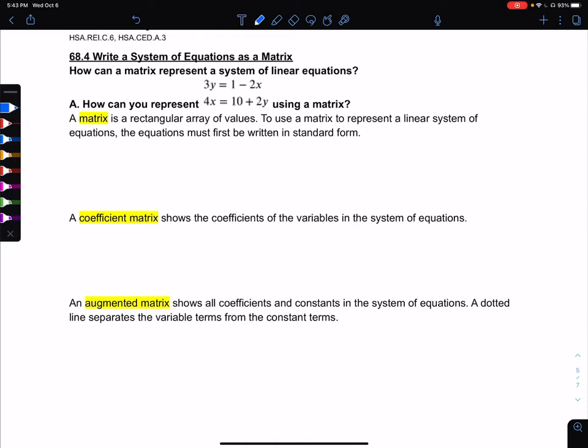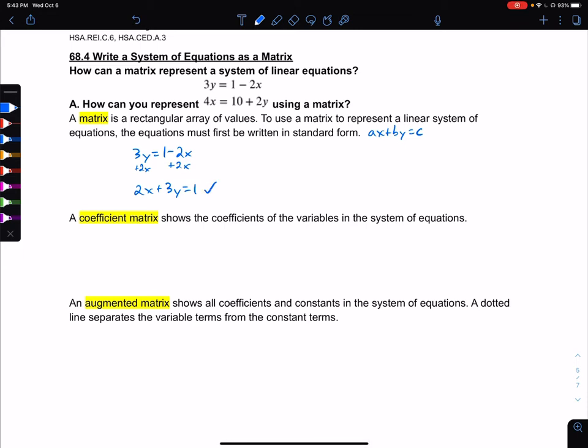To use a matrix to represent a linear system of equations, the equations must first be written in standard form. So standard form is ax plus by equals c. We need to make sure that all of our equations are in standard form before we can actually write a matrix. So if I take the first equation, 3y equals 1 minus 2x, I need to add 2x to each side so that I now have 2x plus 3y equals 1. That's in standard form, so now we can work with that.